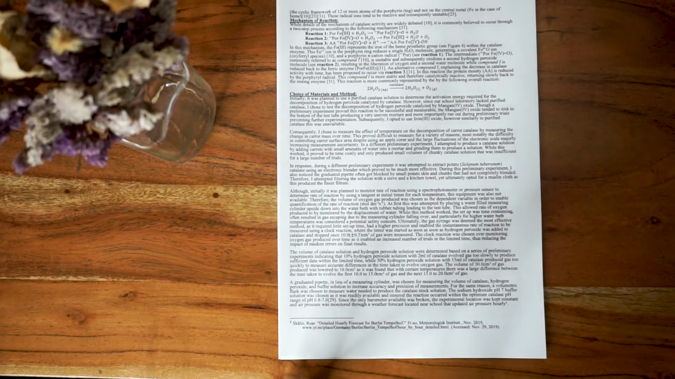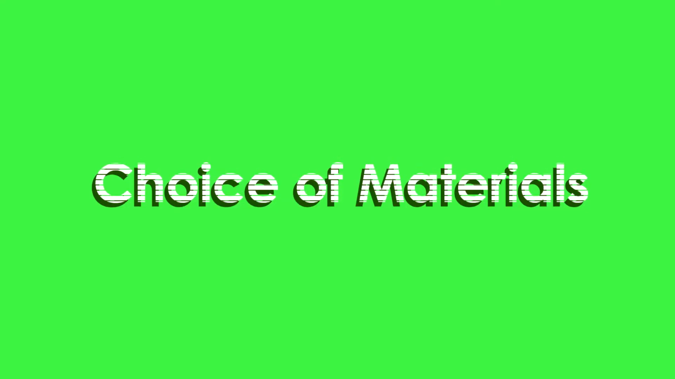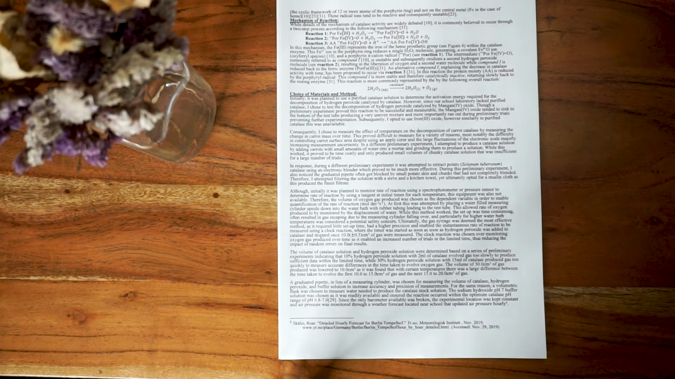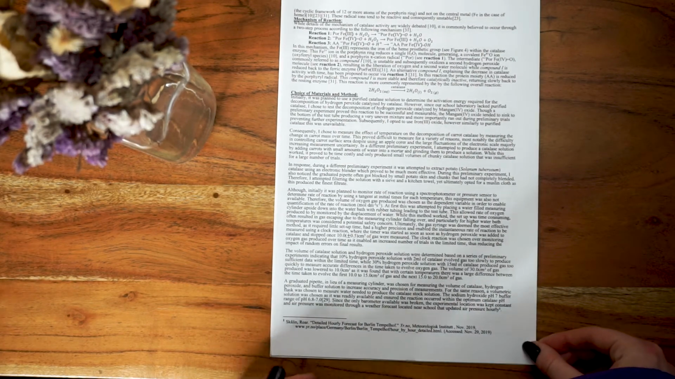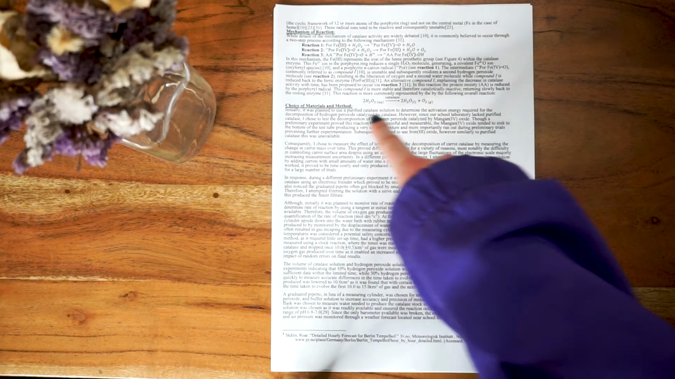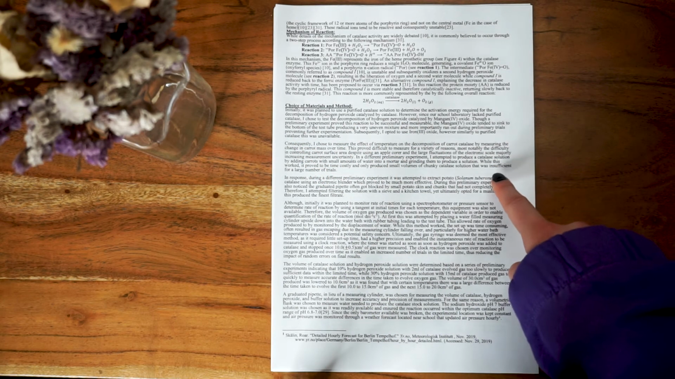Moving on, we come to the choice of materials section. While officially this isn't a requirement, it aids in maintaining a good structure and is a useful section to demonstrate personal engagement. It has also been stated in subject reports that many students benefit from using such sections. Here you want to include a description of how you came up with your experimental design and why you chose the materials that you did.